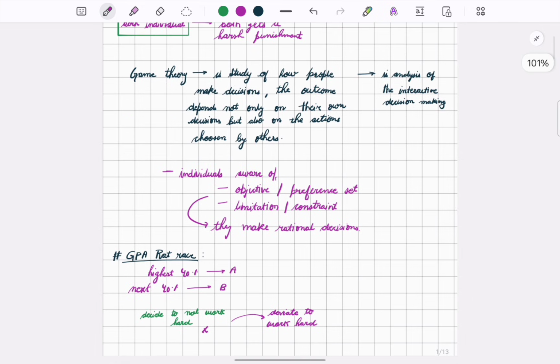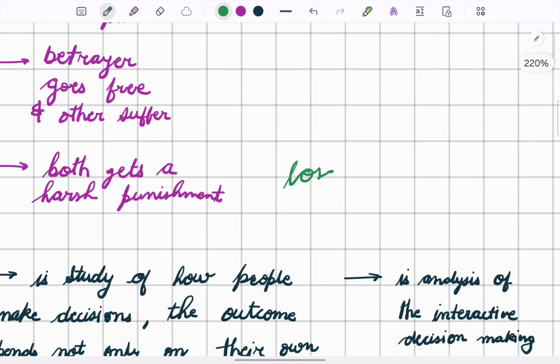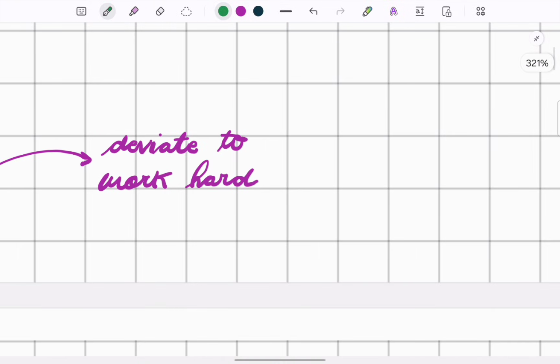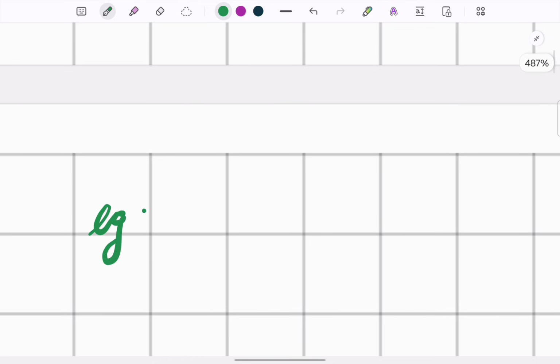Now, if you look at these two examples, the rat race example and the prisoner's dilemma example, these are examples where both individuals are losing out. So this is a lose-lose game for all individuals, but not all the games in game theory are lose-lose games. Some are also win-win games. So this is a lose-lose scenario, and this is also a lose-lose scenario. An example of the win-win scenario is international trade.